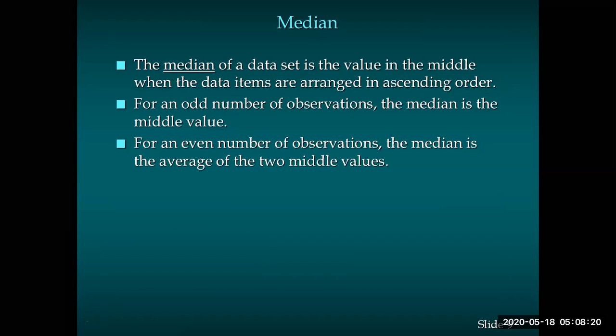If I have 5 numbers, let's say 3, 10, 11, 13, and 16. How many numbers do I have? 5. And they're in increasing order. Where is the middle number? This is the middle number. This is my median. That's it.